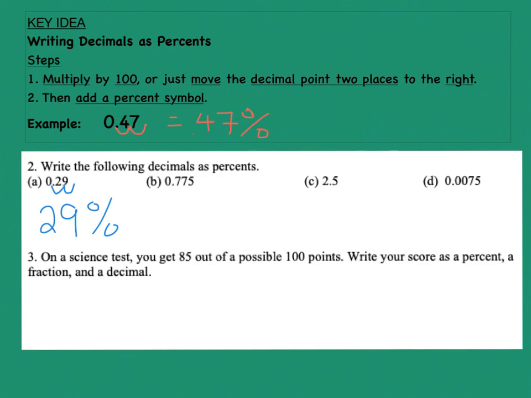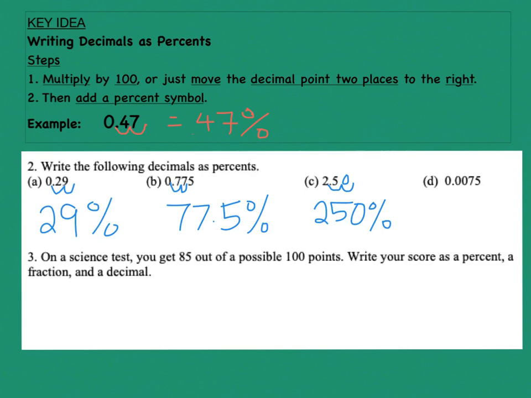For part B, 0.775, first we will multiply this number by 100. That is to move the decimal point 2 places to the right. And then we get 77.5. And you have to do step 2, add a percent symbol. So 0.775 is equal to 77.5%. In part C, 2.5, we will multiply it by 100, so you will move the decimal point 2 places to the right, and that is 250, and you add the percent symbol. So 2.5 is equal to 250%.